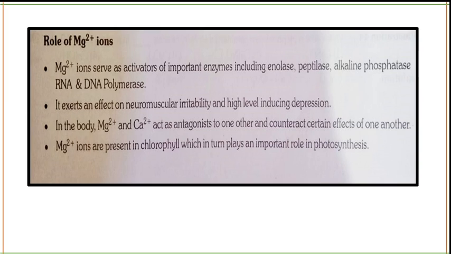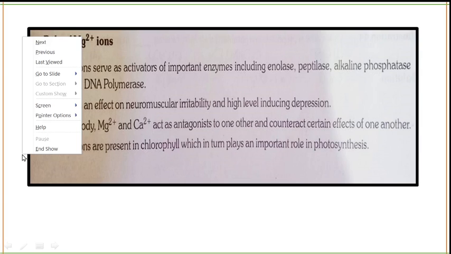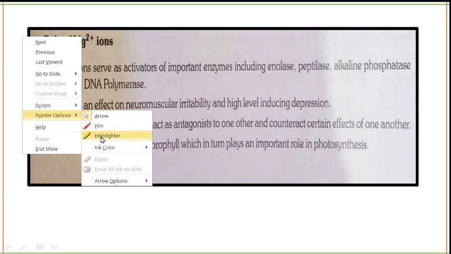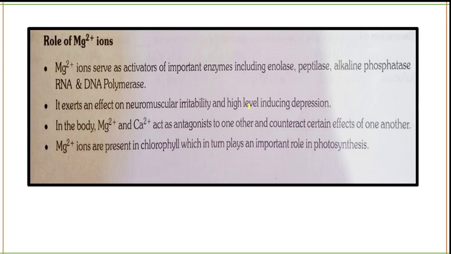Last is the role of magnesium ions. Magnesium ions serve as the activator of many important enzymes including enolase, peptidase, alkaline phosphatase, RNase and DNA polymerase. It exerts an effect on neuromuscular irritability and high level inducing depression. It was your PYQ for GATE, that is, it exerts an effect on neuromuscular irritability and high level of inducing depression. This is a very important point.